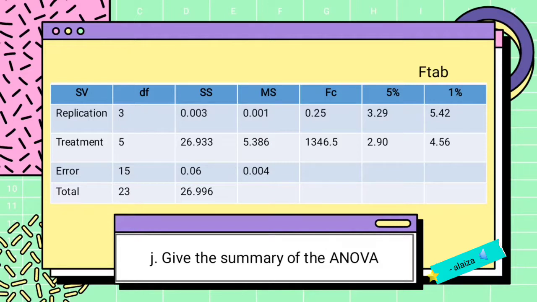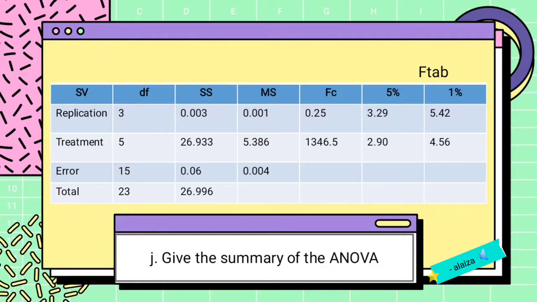In RSS, or sum of squares, in our replication, we got 0.003. We got that from the block or replication sum of squares, or RSS, where we square the total replication and subtract it from the CF, or the correction factor. So we get the answer of 0.003.